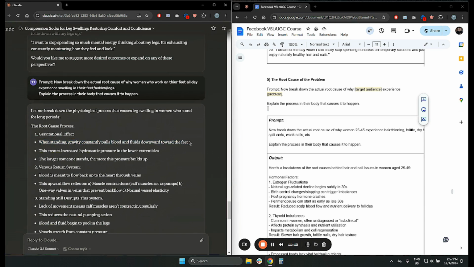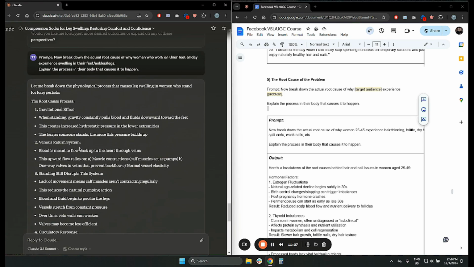And also when you're choosing your mechanism, it's important for it to make sense to the viewer. And this creates increased hydrostatic pressure in the lower extremities. And the longer someone stands, the more this pressure builds up. And then they have the venous return system. So blood is meant to flow back up to the heart through veins. And this upward flow relies on A, muscle contraction, calf muscles act as pumps, and B, one-way valves in their veins that prevent backflow, and C, normal vessel elasticity.